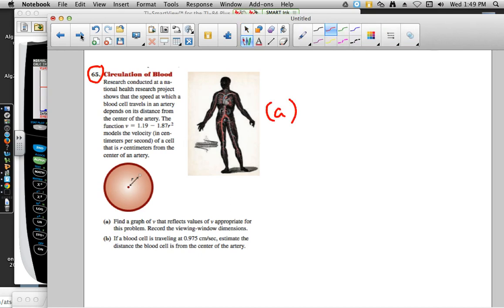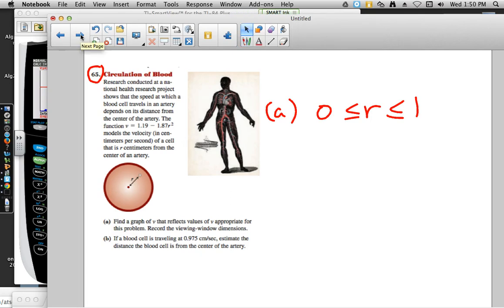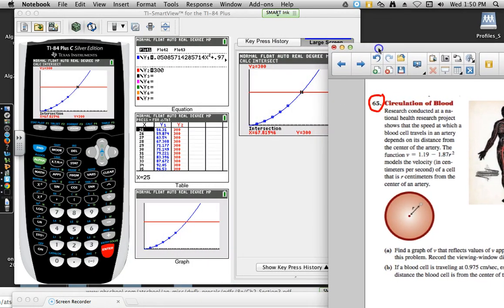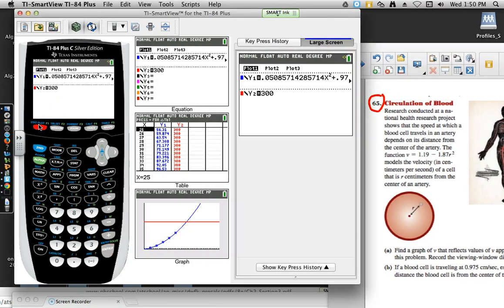So for A, it says find a graph of V that reflects values of V appropriate for this problem. Record the viewing window dimensions. And so I start thinking really about my domain here for number 65. What do I want my x's set at? And as I look at it, I start thinking x is really r, which is the radius. And I just really can't imagine an artery being more than 1 centimeter in radius, which would put it at 2 centimeters in diameter, and that would be way too huge. So we're going to get this in the graphing calculator, and then we'll start thinking about what our y's should be.